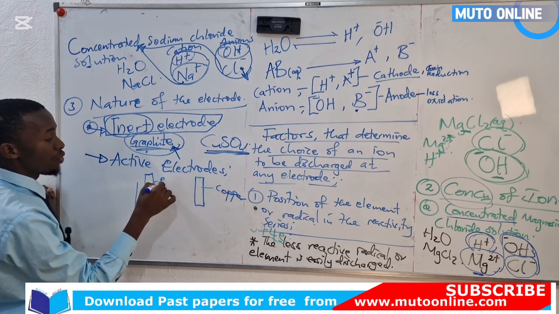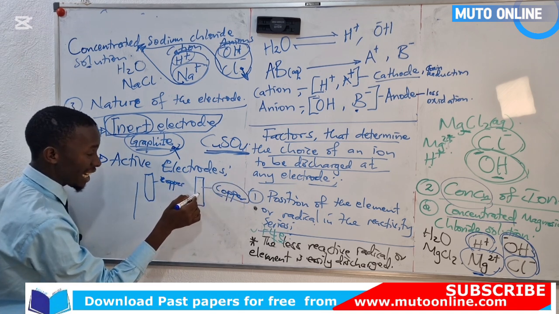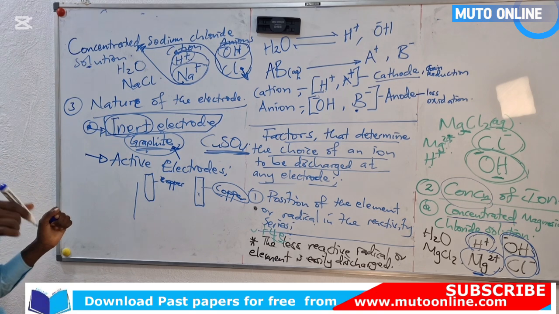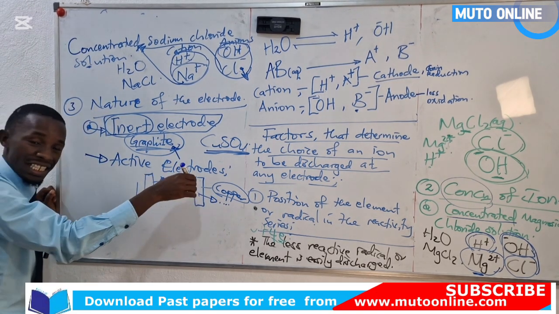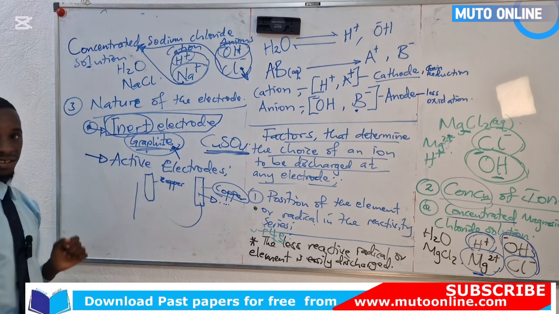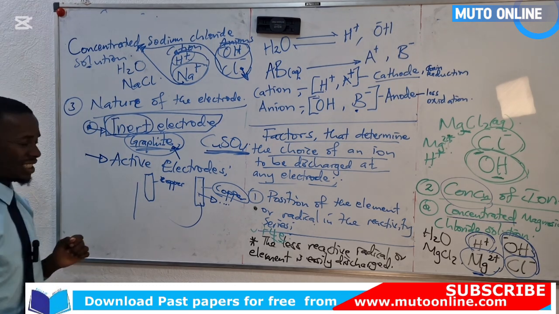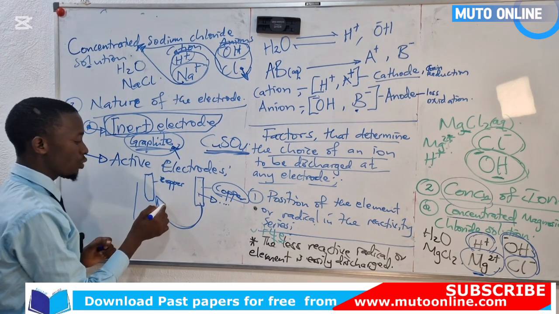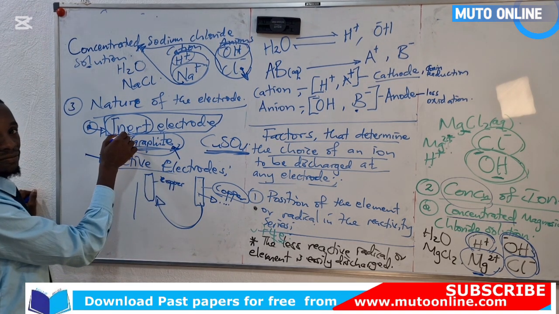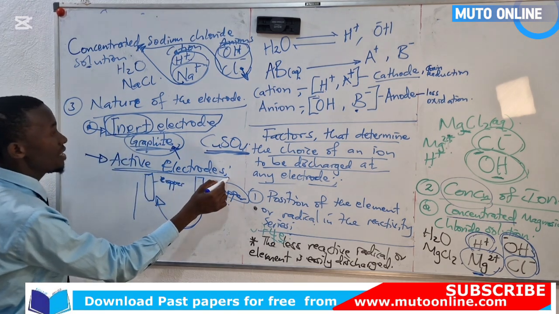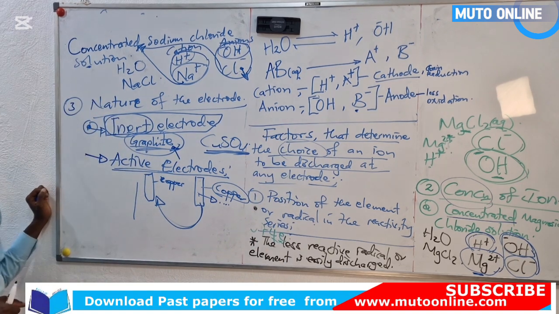This is an active electrode. Even this one is copper. The copper itself, yes, it is an electrode. It will be involved in the electrolysis. This copper will decompose to set ions in the solution that will migrate. So I think that the nature of electrodes will also matter, whether active or inert, and they will greatly determine the choice of ions to be discharged.